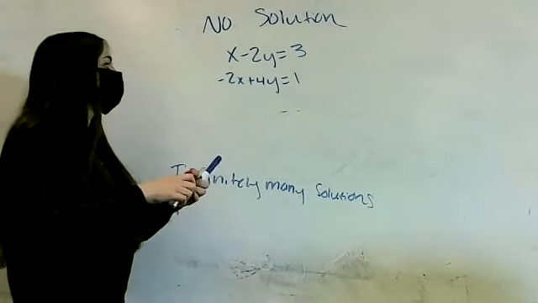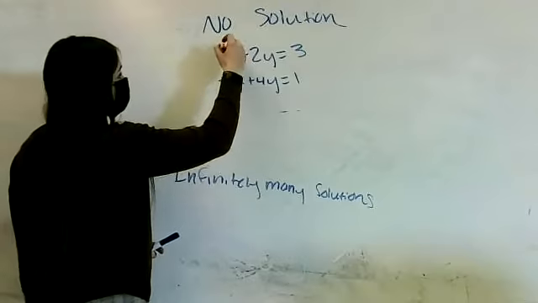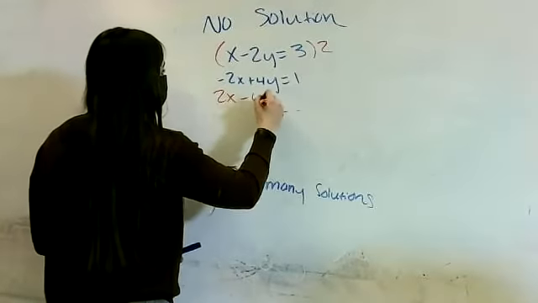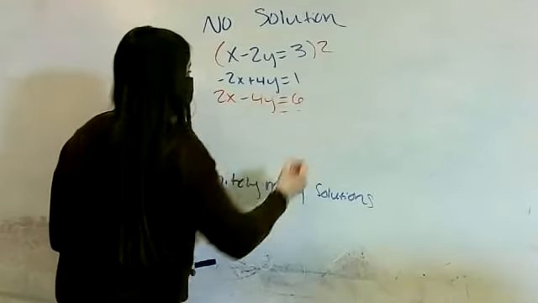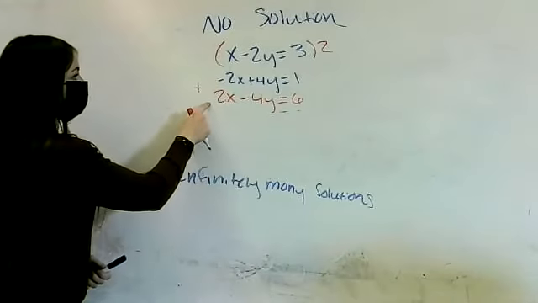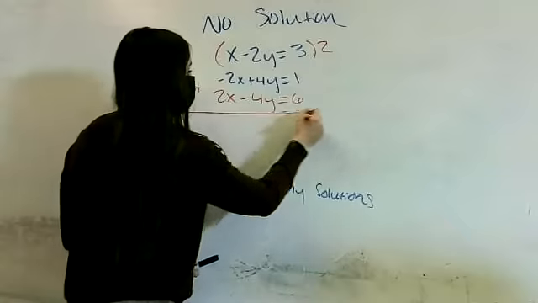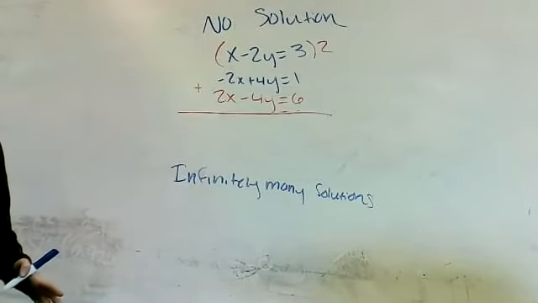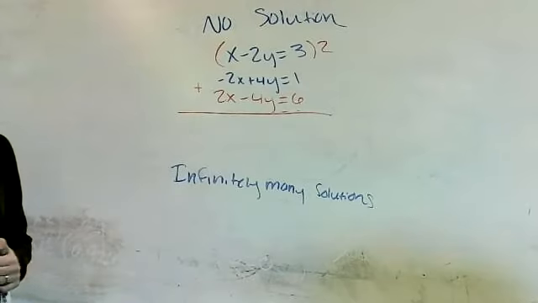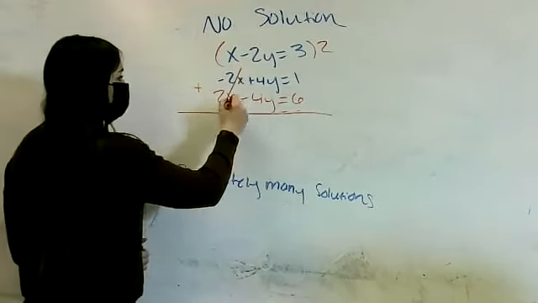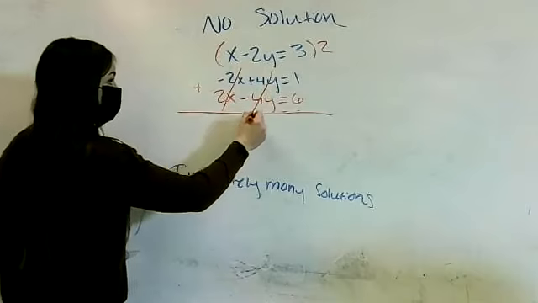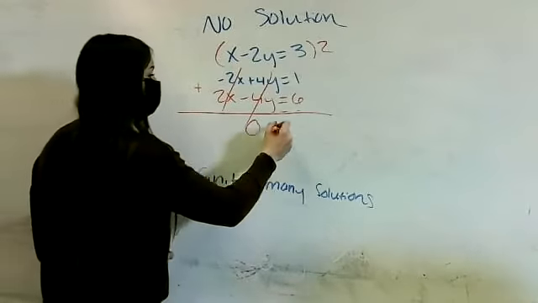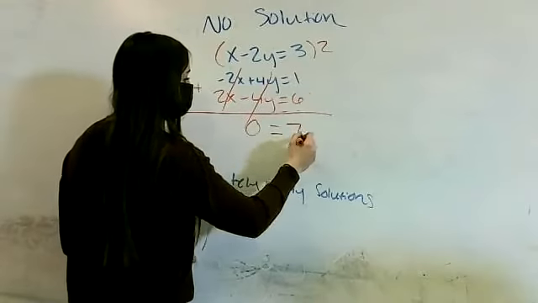My choice would be to multiply my top equation by 2, because that's going to get me to a nice, simple 2x minus 4y equals 6, okay? I'm at the point that I know my x's are canceling, so I can set this up for elimination. So x's cancel, y's cancel, and left I have 0 on this side equals 1 plus 6, which is 7.